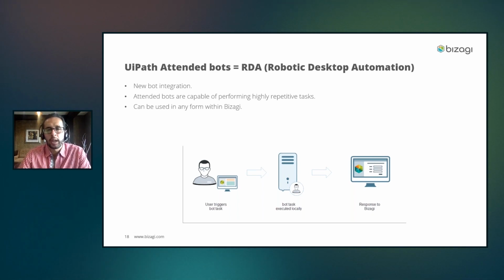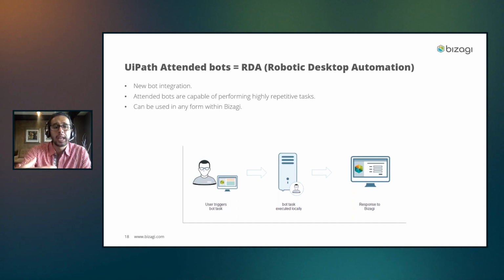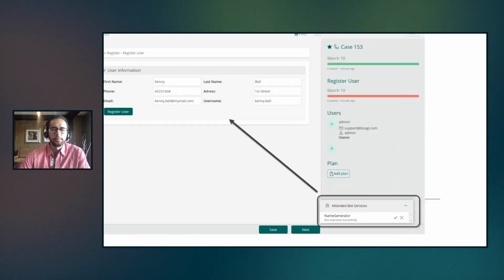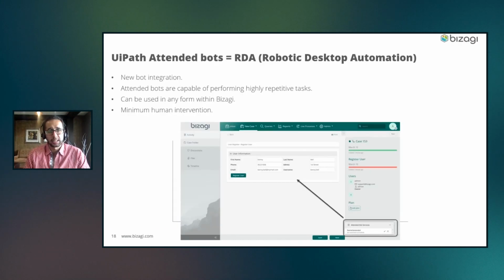And one of the things that we have is that now they can trigger these kinds of bots within Bizagi forms. So if you add, for example, a button within our forms, once the user clicks on that button, one of the things that can happen is that we can trigger an attended bot. From the end user perspective, when they trigger the execution of the bot, a pop-up window is going to appear saying that a bot is going to be executed at that time. And once the bot completes the execution successfully, a message is going to appear where they will be able to see the result of the bot execution.